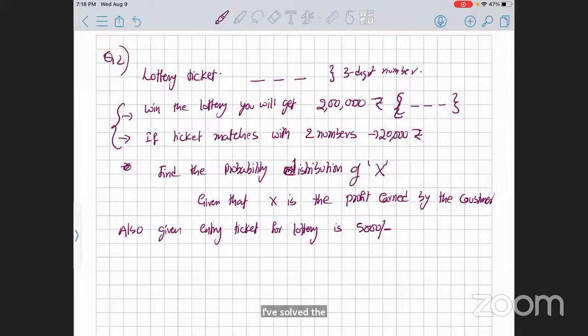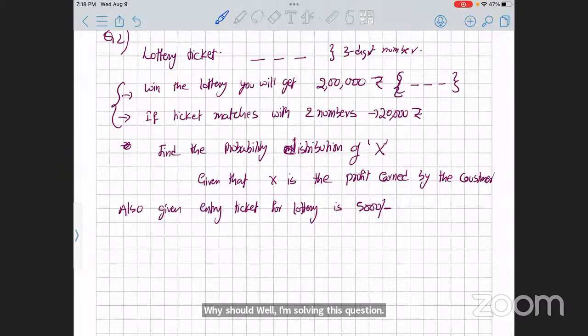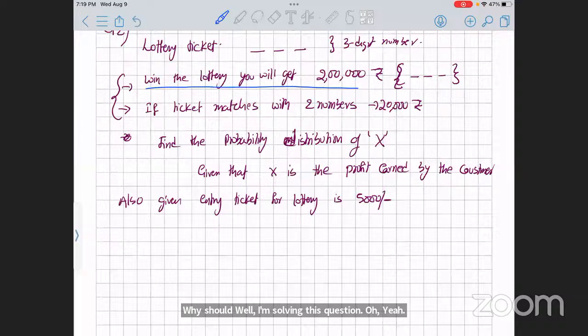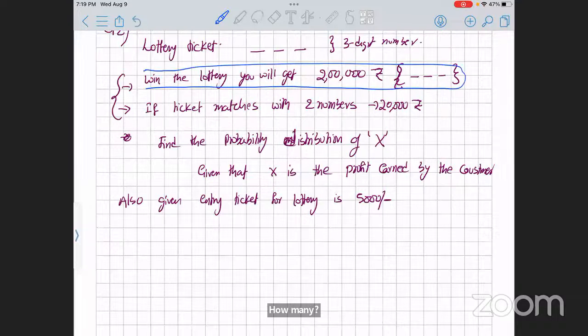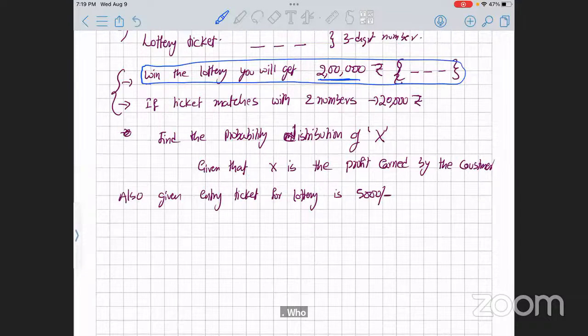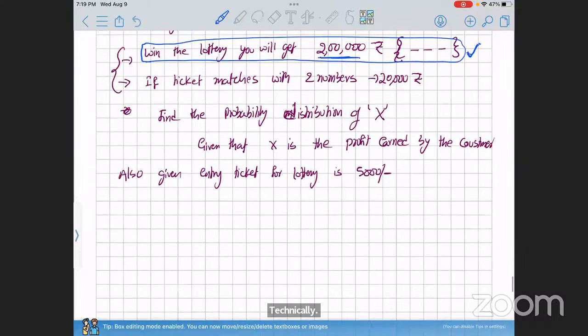Sir, there is no ratio, only, no, sir? Why ratio? Look, I'm solving this question. Now, in how many ways can a person win 2 lakhs? Only one way, sir. Through the first case, winning 2 lakhs, only one way.